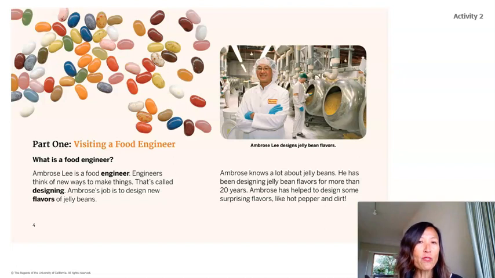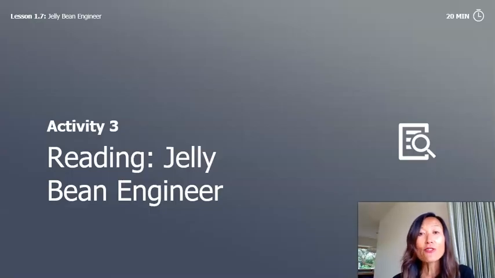So far, my prediction was right. I thought it was going to be about how jelly beans were made and their ingredients. Since we're reading about flavors, it looks like we might learn about some of the ingredients that food engineers put into jelly beans. Activity 3, reading Jelly Bean Engineer.